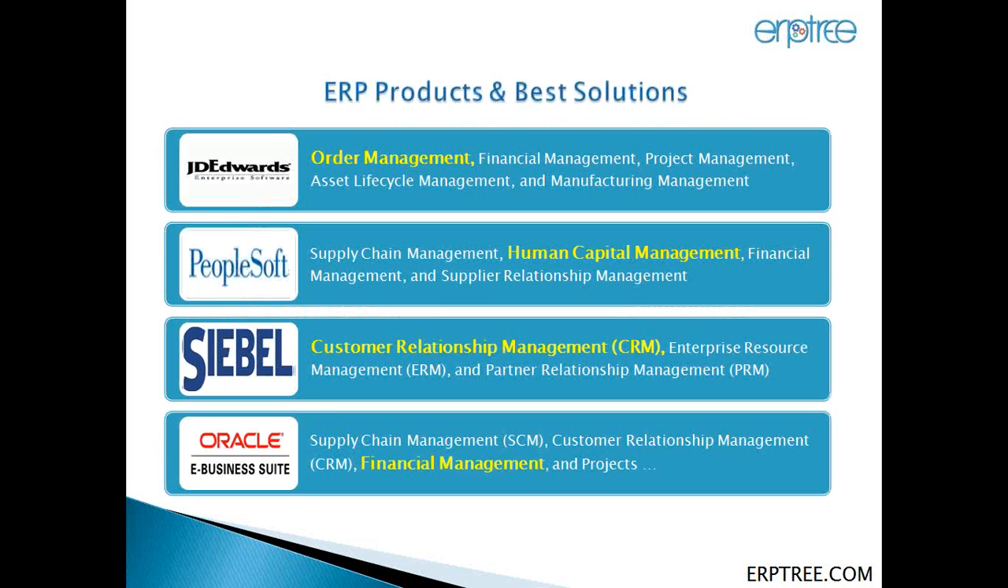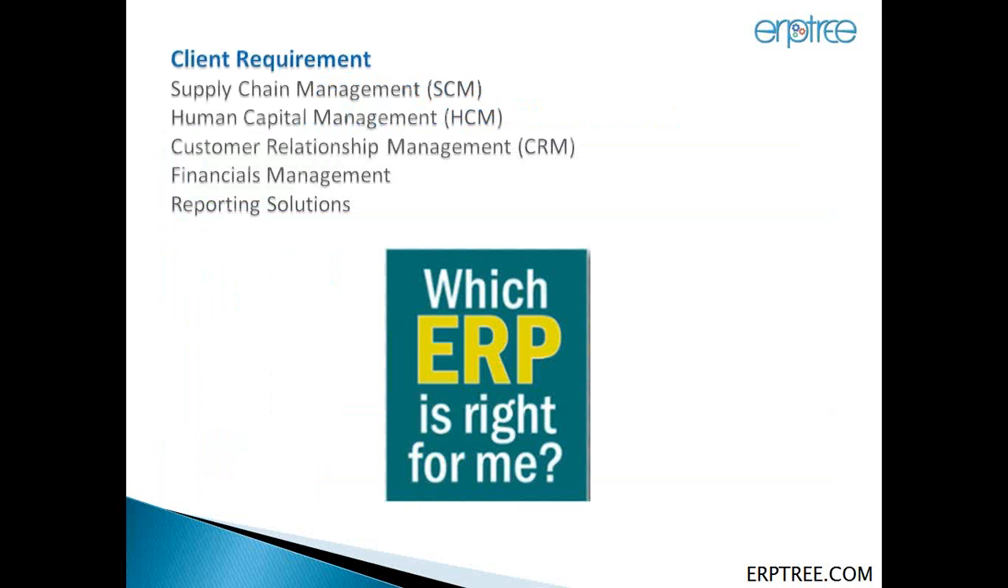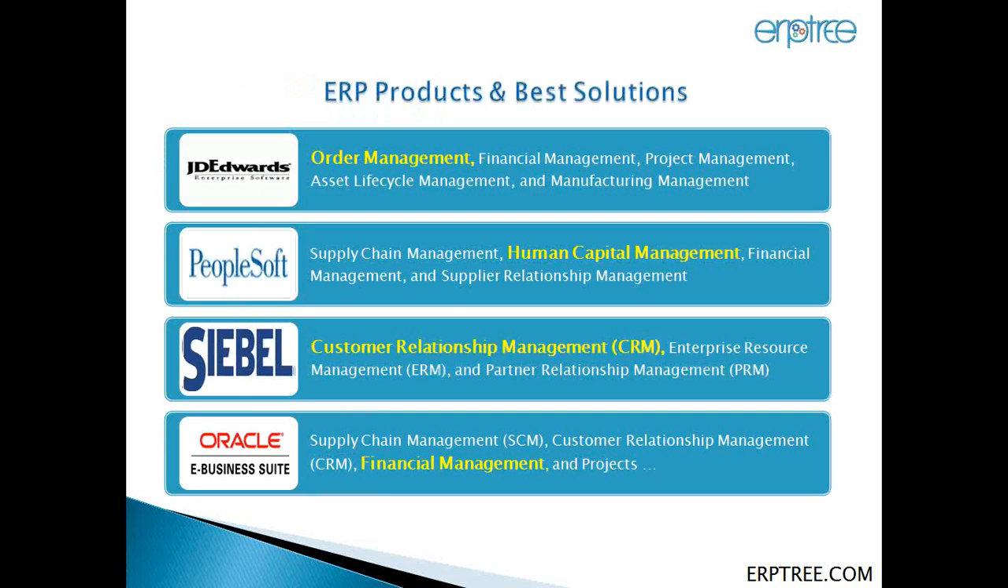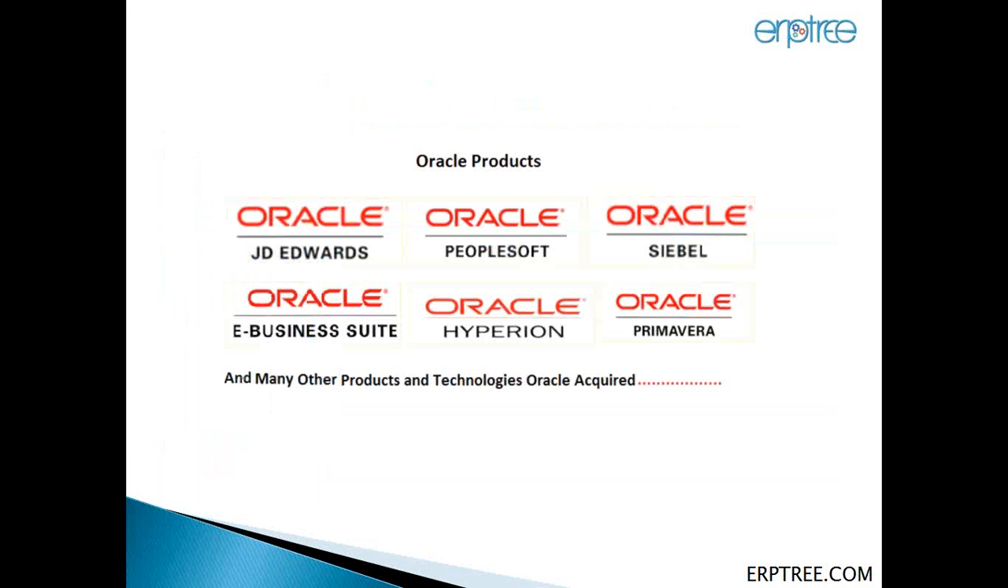But when you talk about these different products, if any client is looking for all these solutions, there is no one ERP which can cater to all those expectations. Because this is a challenge in the market, what Oracle did is acquire different ERP products. So JD Edwards, PeopleSoft, Siebel, and anyway Oracle EBS is owned by Oracle. Hyperion, Primavera, all these products Oracle acquired.